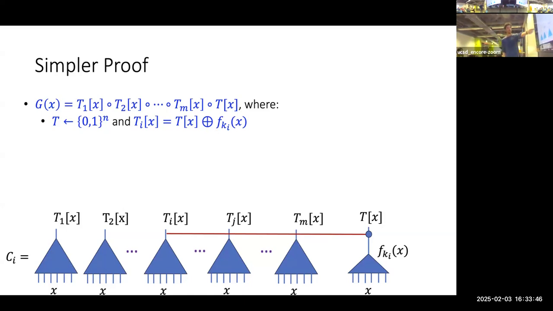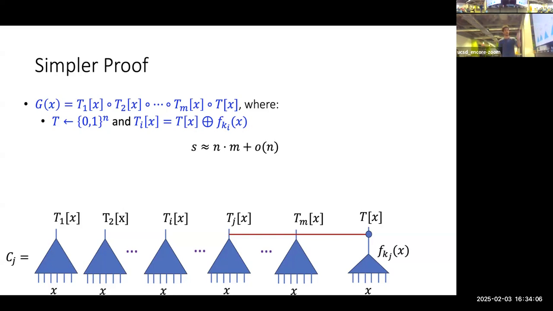And of course, here I use the ith function in order to compute T, but I could use any other function. I could use Tj in order to compute it. The size of the circuit that I construct is roughly n for each one of the truth tables. This is the trivial size of the circuit, so n times n, plus something small in order to compute the output of Ti. This is the construction.